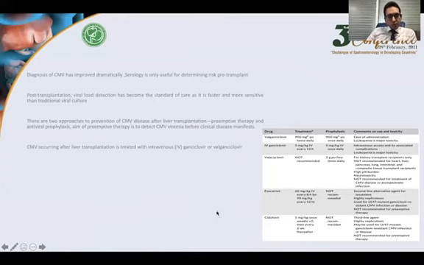There are two approaches to prevention of the CMV disease after liver transplantation, which are prophylactic antiviral therapy and preemptive therapy. At most of the centers, the practice is to go ahead with the preemptive therapy, which aims to detect CMV viremia before clinical disease manifests. CMV occurring after liver transplantation is treated with IV ganciclovir or valganciclovir. The second line drugs we have are foscarnet and cidofovir.